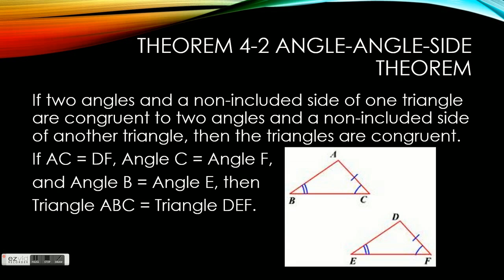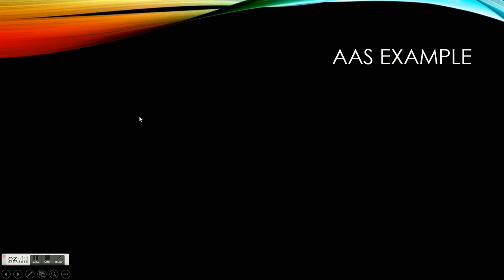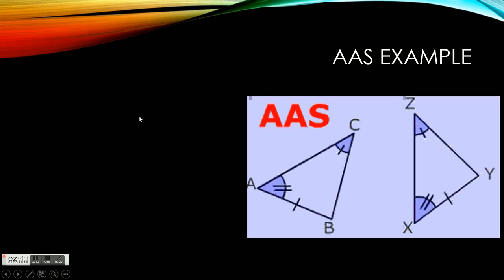So now we are going to move along to another postulate, and this is the angle angle side theorem. If two angles and a non-included side of one triangle are congruent to two angles and a non-included side of another triangle, then the triangles are congruent. So if AC equals DF, angle C equals angle F, and angle B equals angle E, then triangle ABC is equal to triangle DEF.